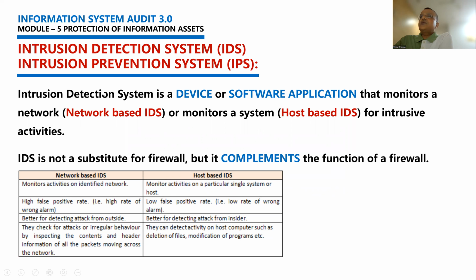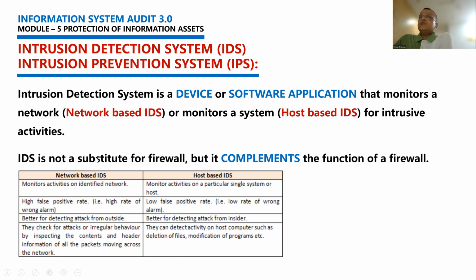Now, the intrusion detection system can be at the network level or at the system level, the host level. At both levels, the main job of this intrusion detection system is to find out any unwanted and unwarranted activities taking place either at the network level or at the host level.